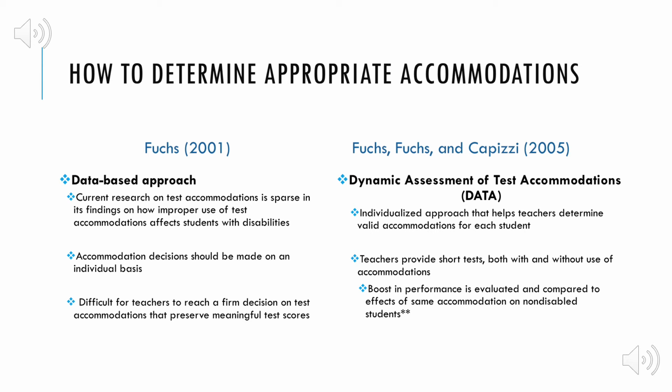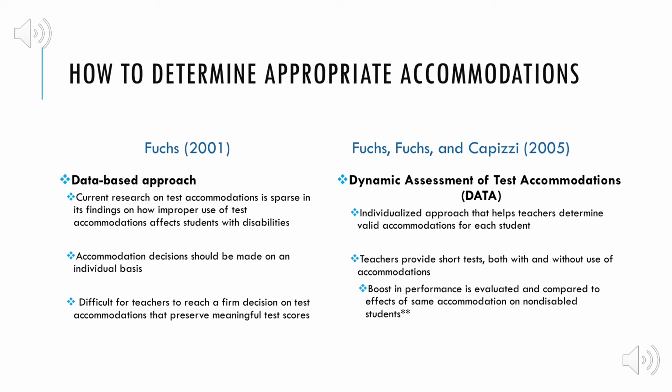based off of what I've included previously, the research thus far on testing accommodations is sparse in its findings on how misuse of test accommodations affects students with disabilities. So accommodation decisions should be made on an individual basis. It is difficult for teachers to reach a firm decision on test accommodations that preserve meaningful test scores.